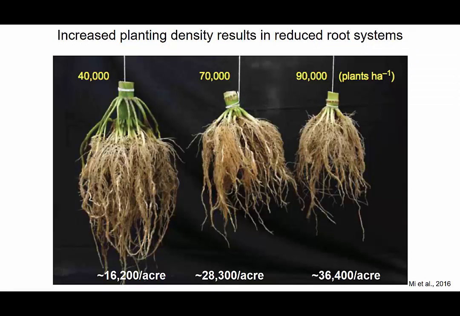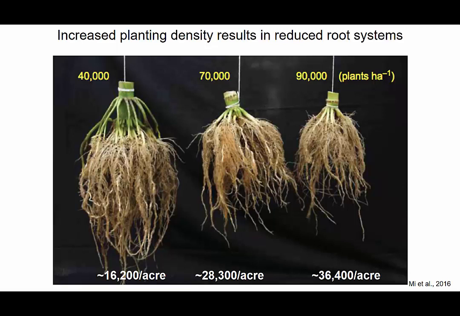So another major impact on root systems is planting density. So you know that we've increased our yields in the US by increasing planting densities. But with that increase in planting densities, we're also reducing our root systems. So this is just one experiment. They had plants per hectare up here, and I converted it into plants per acre on the bottom. So about 16,000 plants per acre, 28,000, 34,000 plants per acre. You can see that these root systems are dramatically changing as you increase the density of plants.